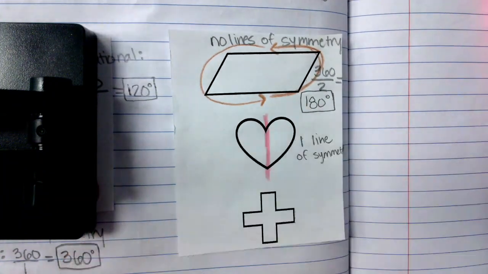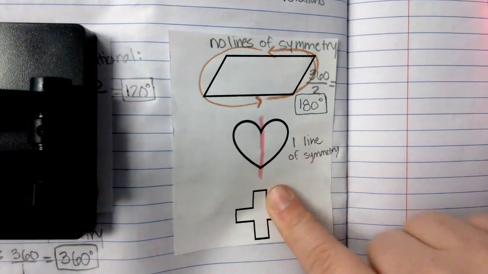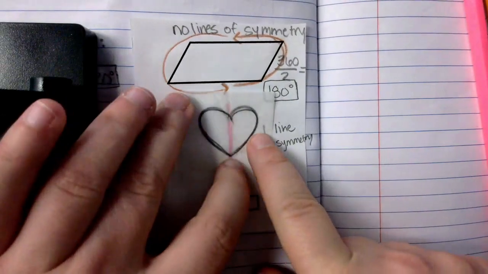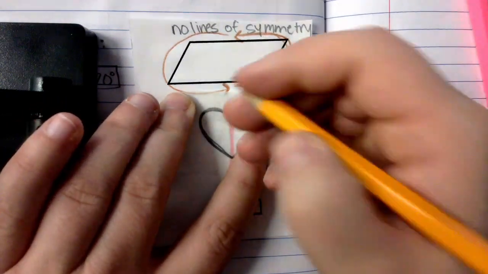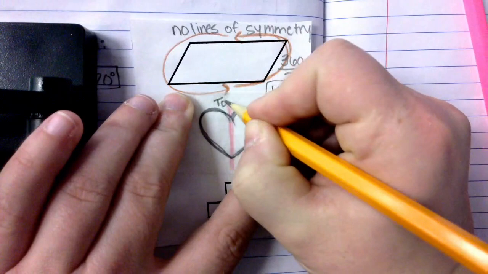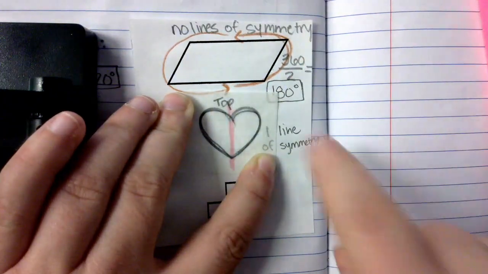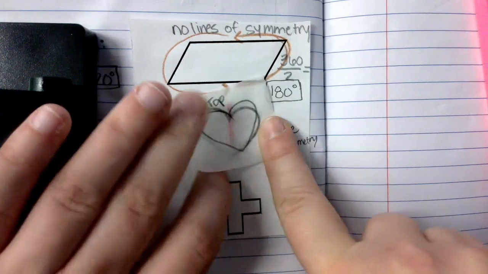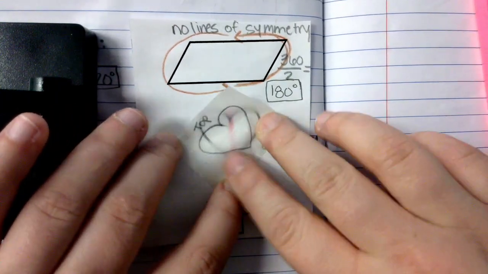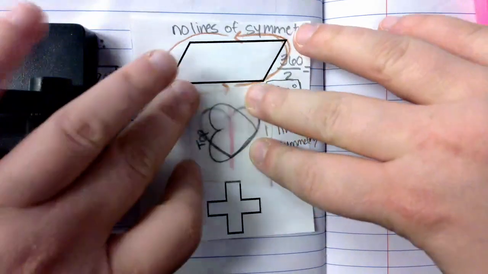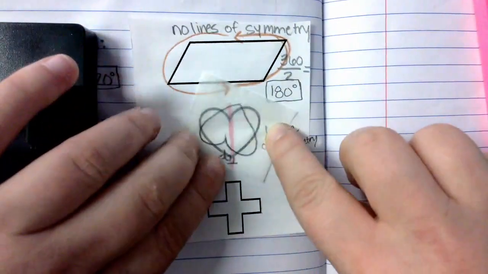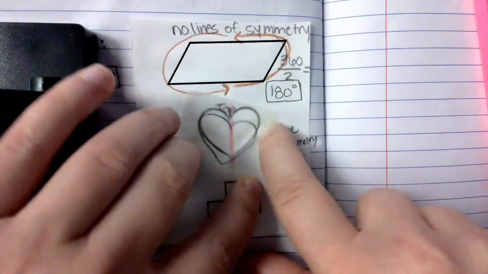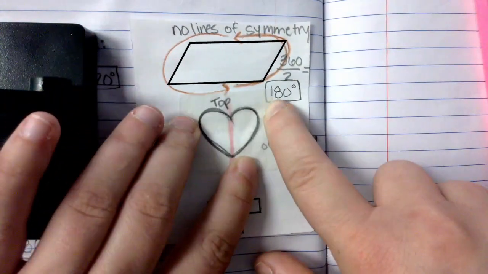So does it look like the same heart? Does it line up perfectly? No. It only lines up perfectly when that top is at the top. So how many degrees did I have to rotate it before it landed back on itself? All the way around. So this one is 360 degrees. We don't need to take the time to write 360 divided by 1. We can just say it was 360. It had to go all the way around.